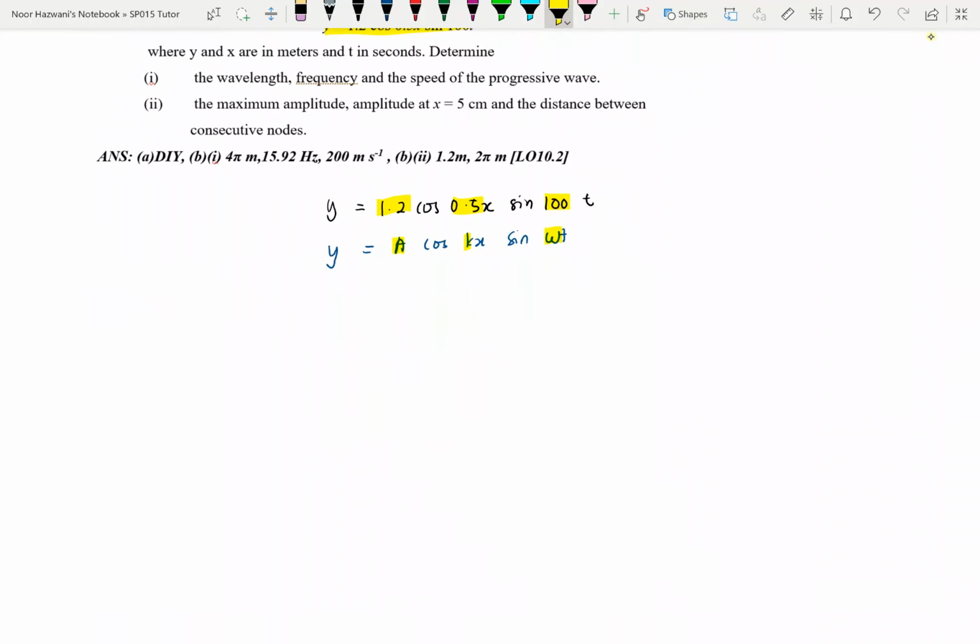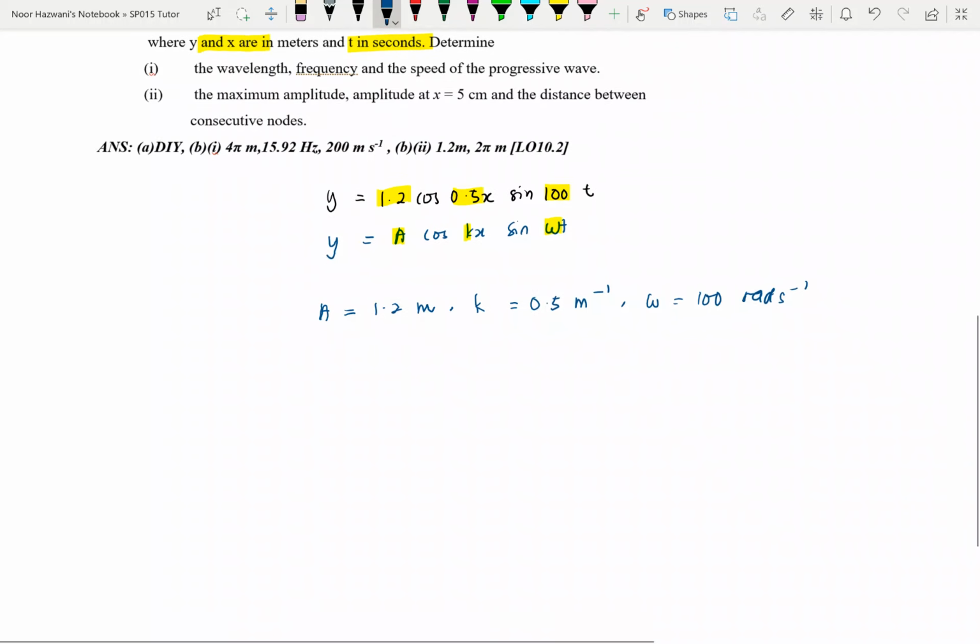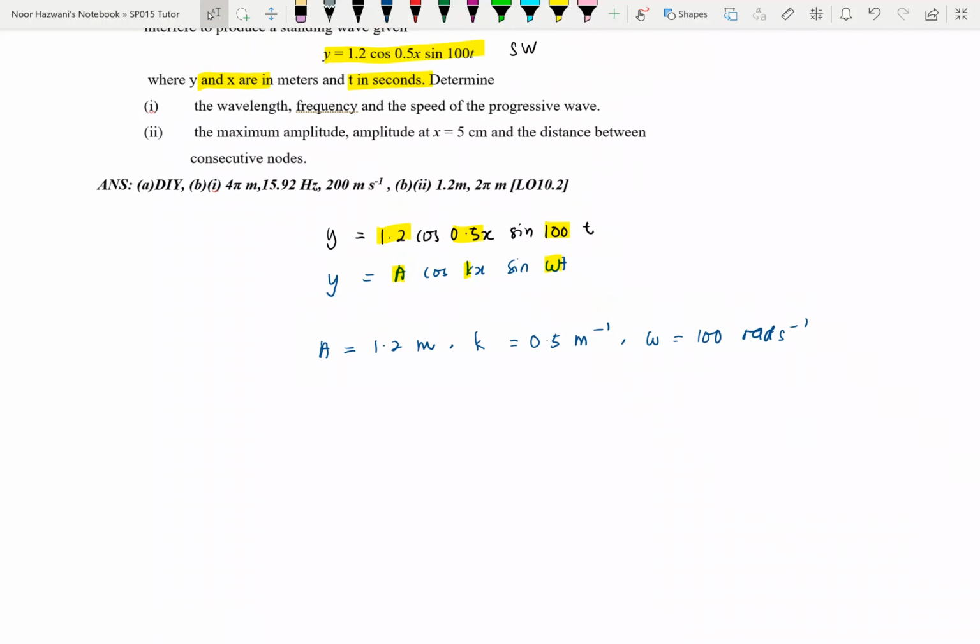Tetapi dekat dalam soalan dia bagi tahu Y and X in meter and T in second. So daripada situ kita tahulah kita punya amplitude untuk standing wave kita, A kita adalah 1.2 meter. Sebab dia dah beritahu dekat dalam soalan. And then K kita is 0.5 per meter. And then omega kita is 100 radian per second. Okay, so kita dah keluarkan apa info yang kita boleh dapat daripada equation tersebut.